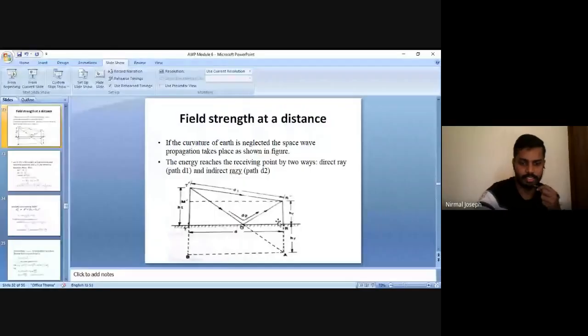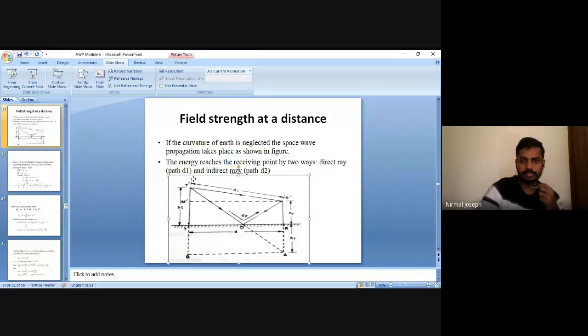I'll share the screen. Field strength at a distance. Is it visible? Yes. Okay, we will just move to the PPT. Field strength at a distance. Here we are considering space wave propagation.